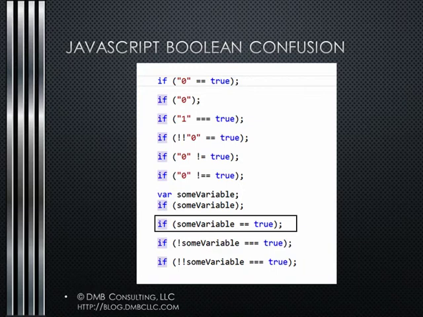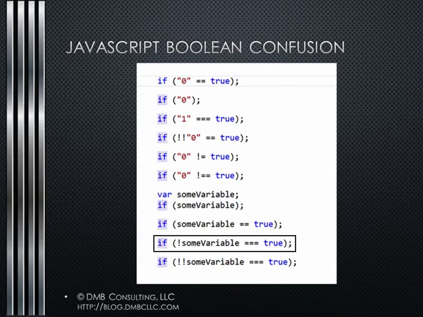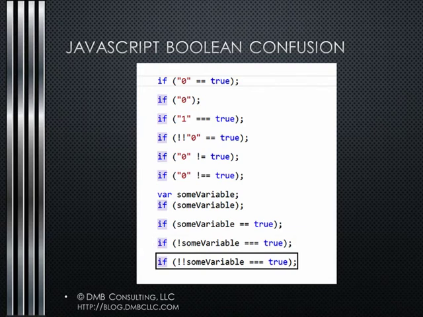So if some variable double equals true evaluates to false. If some variable triple equals false evaluates to false. And if not some variable triple equals true evaluates to true. And if double not some variable triple equals true evaluates to false.